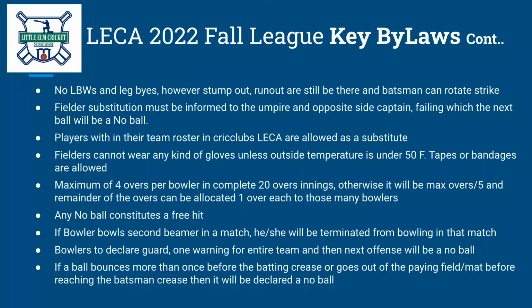Any no ball constitutes a free hit, and the no ball rules we discussed already. If a bowler bowls a second beamer in a match, then he will be deemed disqualified from bowling any further in the match. And then bowlers must declare guard; 1 warning will be given for the entire team, not for every single bowler. A repetition by another bowler or the same bowler for the second time will be a no ball. If a ball bounces more than once before the batting crease or goes out of the fielding play, that is the mat, then it is declared a no ball too.